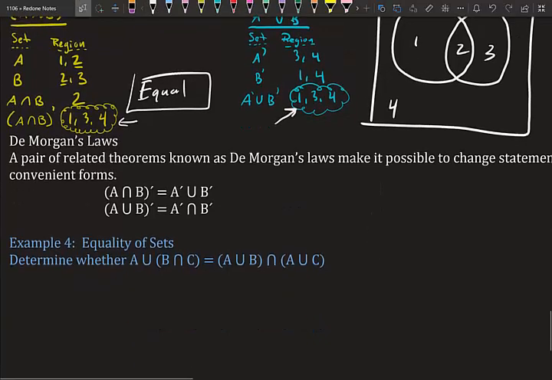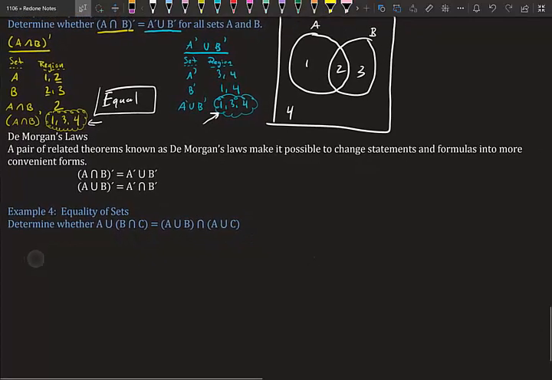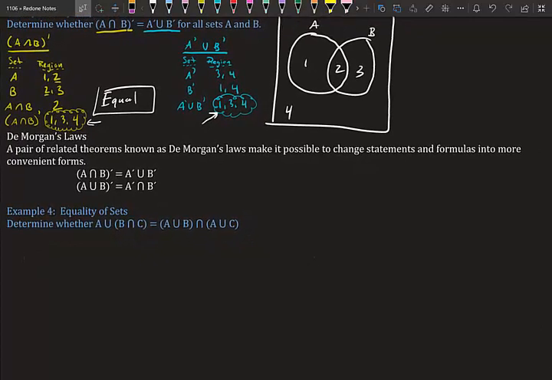Guess what? That's something called De Morgan's law. We just proved De Morgan's law right there. So we just proved a law before we even talked about it. De Morgan's law is a pair of related theorems that makes it possible to change statements and formulas into convenient forms.